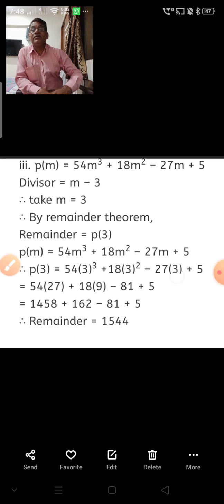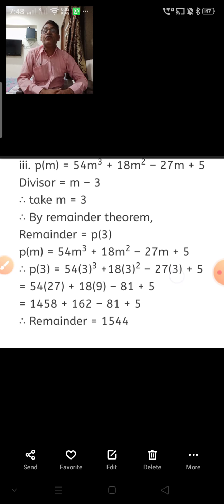Question number three. P of m is equal to 54m cube plus 18m square minus 27m plus 5. The divisor is m minus 3. Here minus 3 means the opposite of minus 3 is plus 3, so you have to take m is equal to 3. By the remainder theorem, the remainder is p of 3. So find out the remainder.